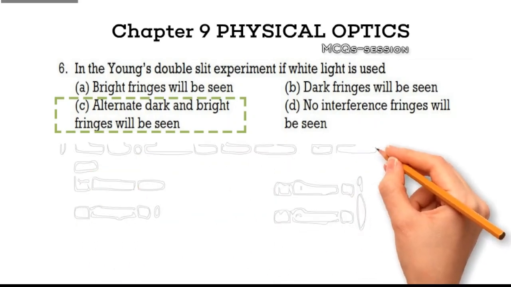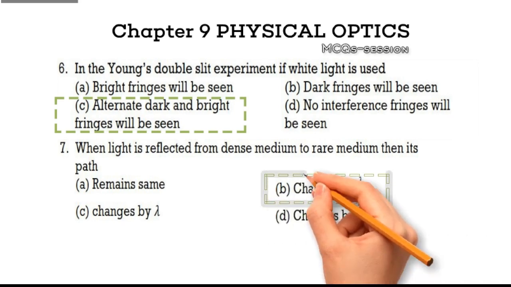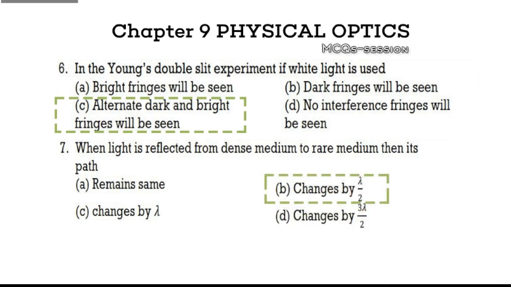Question 7. When light is reflected from a dense medium to a rare medium, then its path, A. Remains same, B. Changes by half the wavelength, C. Changes by 1 wavelength, D. Changes by 3 times the wavelength. Correct answer, B. Changes by half the wavelength. Explanation. A phase shift of half the wavelength occurs when light reflects from a denser to a rarer medium.